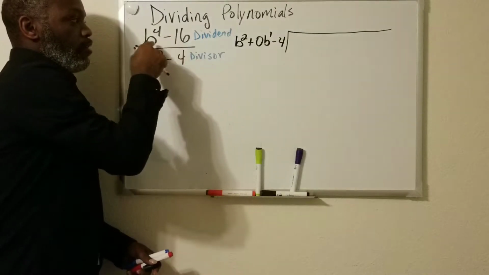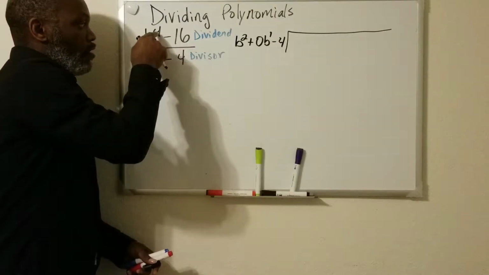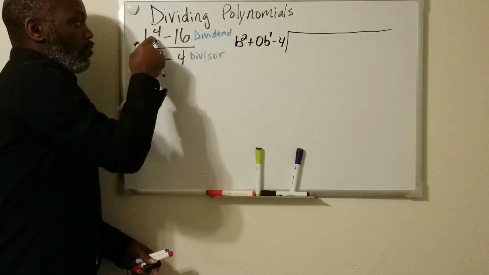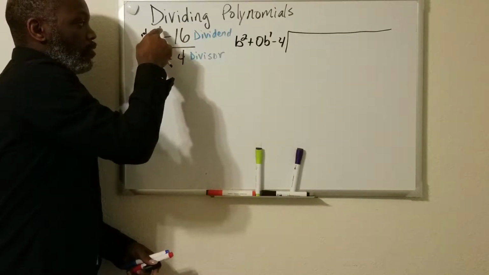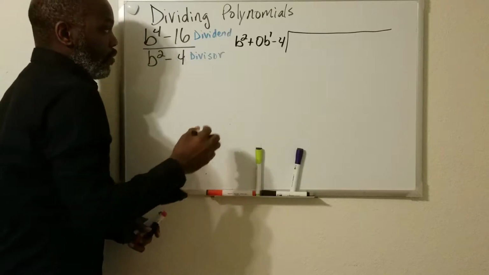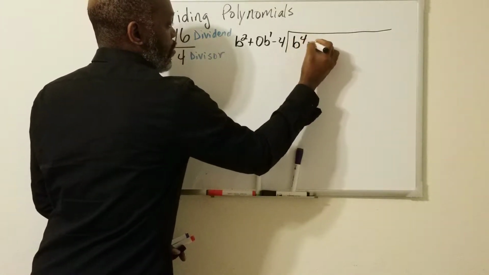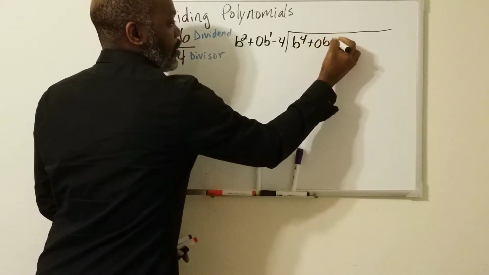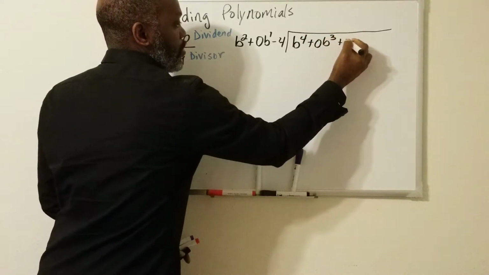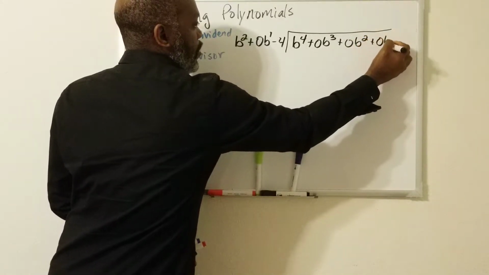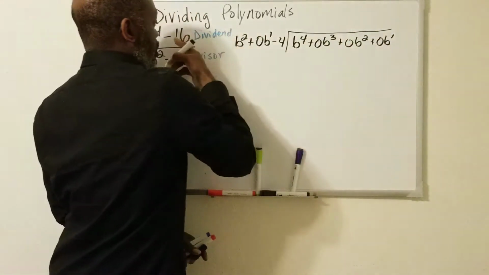And so in the dividend, we have to do the same approach where you see it's b to the fourth and b to the 0. We're missing 3, 2, and 1 as an exponent. So we're going to write it as such: b to the fourth plus 0b to the third plus 0b to the second plus 0b to the first minus 16.